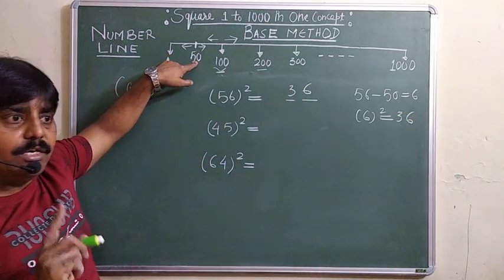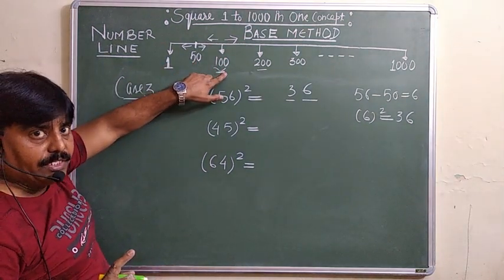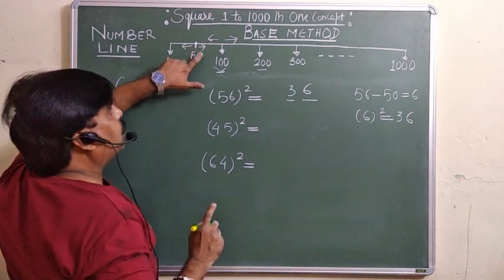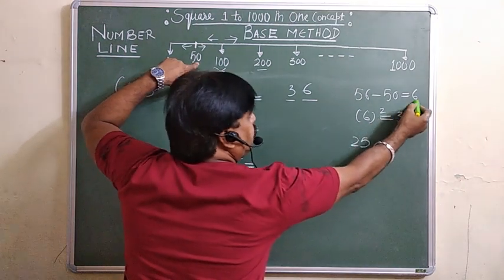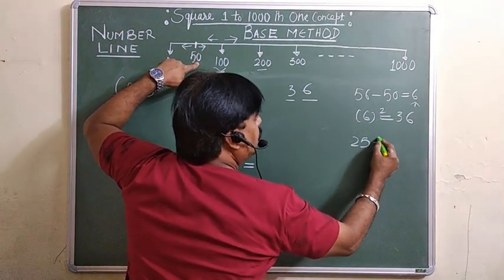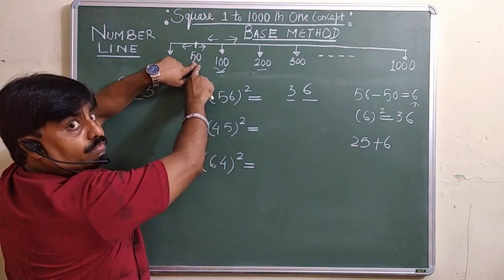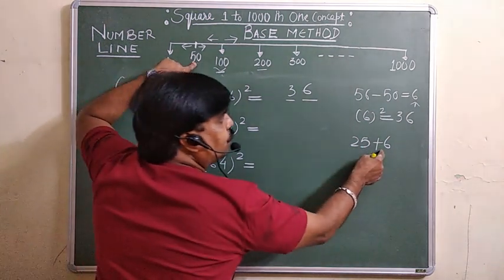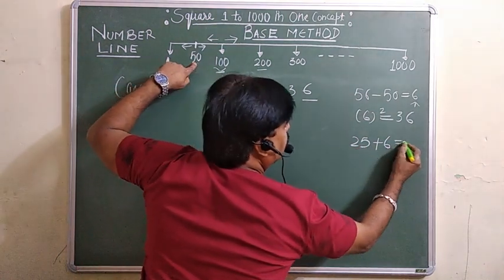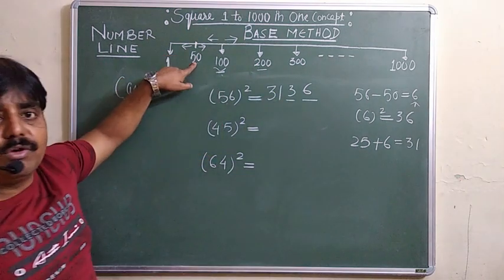But here there are some changes. This 50 is the half of 100. So we are supposed to do the half of this 50, that is 25. And whatever your difference is, that difference you must add in case this number is more than 50. If this number is more than 50, then that difference you must add to 25. So that is 31. So 3136 is the square of your number.